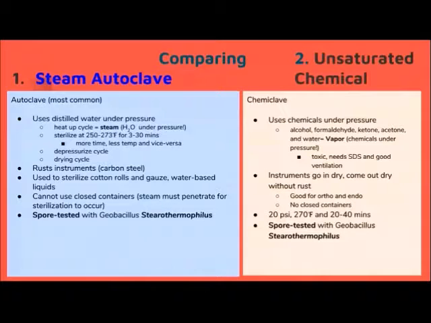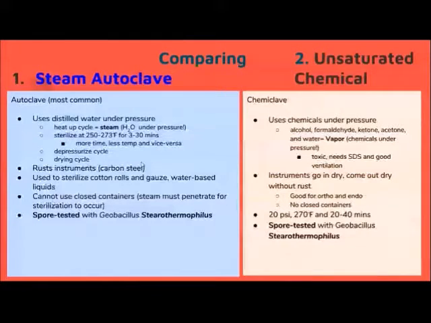So we use a harmless spore in our autoclaves and in our chemical vapors and in our dry heats to make sure that if the spore is dead, then we know that all other things have died as well, because spores are the hardest microbe to kill.